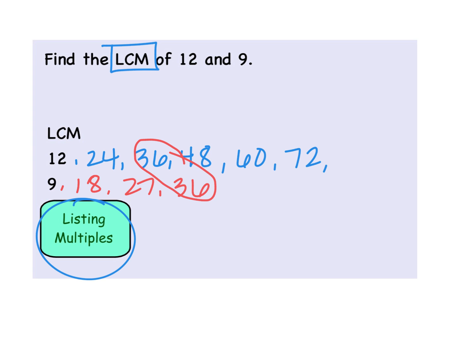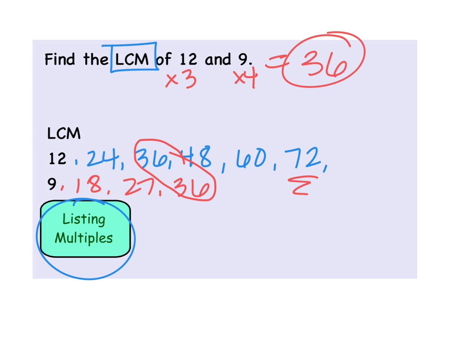That means I can stop because they are going to have another multiple in common. They'll for sure have 72 in common and more after that. But 36 is the smallest one because there's nothing smaller than 36 that they both have in common. So the least common multiple of 12 and 9 would be 36. And I know that because 12 times 3 equals 36 and 9 times 4 equals 36. So then I know that it works.